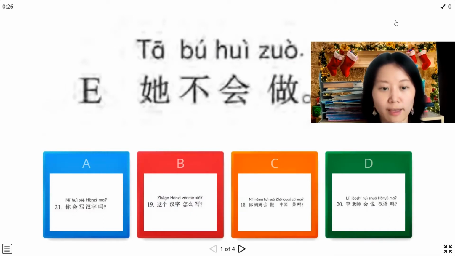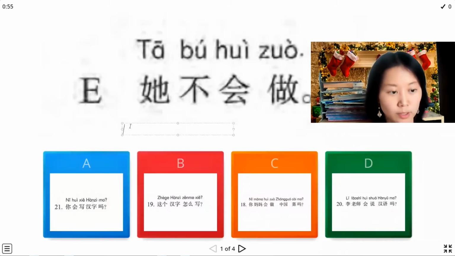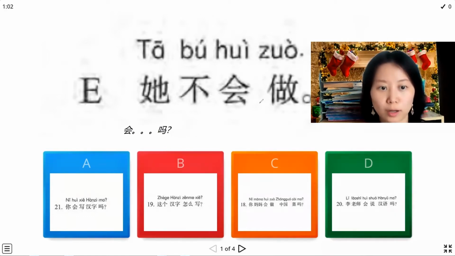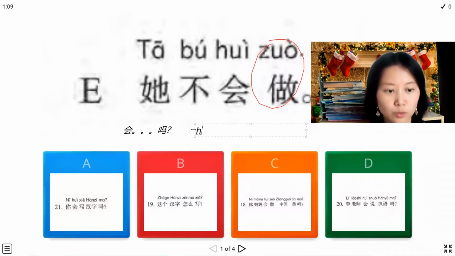Today we talk about HSK1 lesson 6, the dialogue. We check this sentence. The first one we see is 她不会做. 她 means she, a female. 不会 means cannot, and 做 means to do something. 会什么什么吗 is an ordinary question. We need to find this keyword. We notice the verb is 做. This question is 会做什么什么吗, can do something.